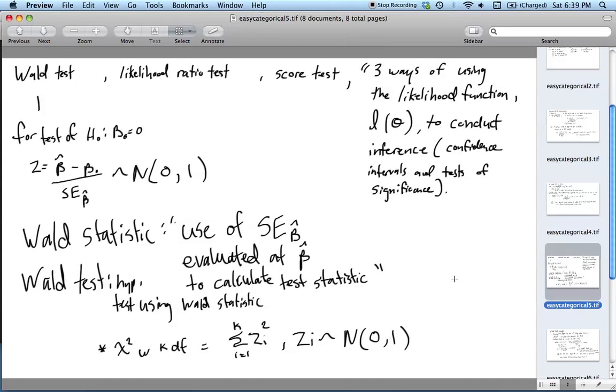climax of the chapter, which is talking about these tests. So these are 3 ways of using the likelihood function, which we bothered to learn about already, to conduct inference. And what is conducting inference all about? It's confidence intervals and tests of significance. That's what inference is all about.